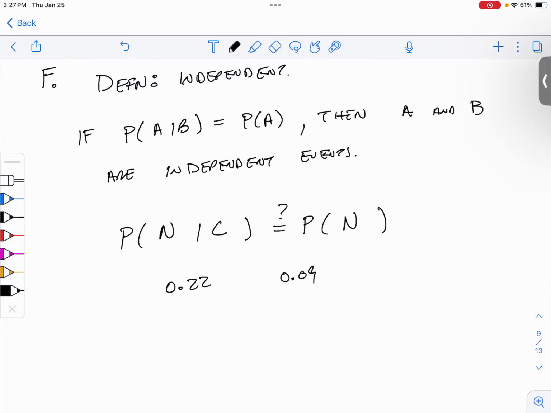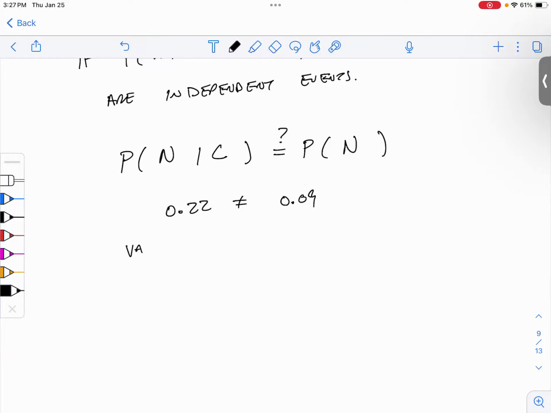All right, is 22% equal to 9%? No. Are they within 4%? No. Are they within 5? No, and 6 is about the farthest we really get. So they're not even kind of close. If it were close, then you would say they were independent. That's why I write the part about the values being different, because it's what your definition is. 4 to 6% is kind of the range.